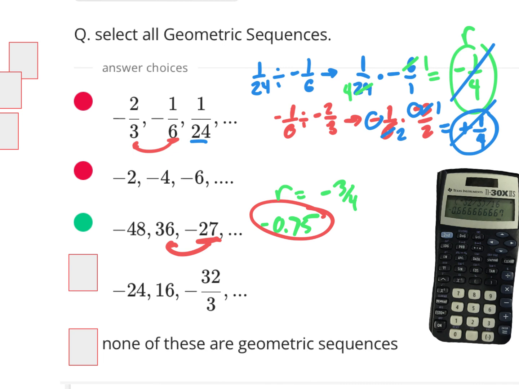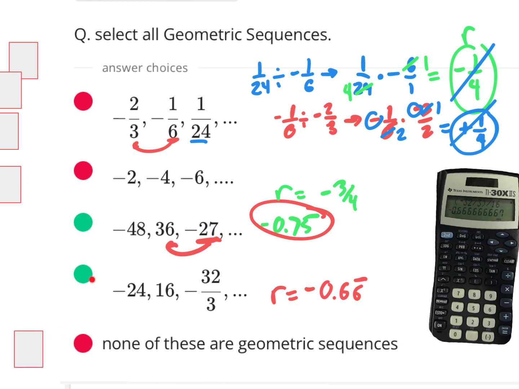16 divided by negative 24 on a calculator is the same exact answer. So the common ratio is negative 0.66, and it continues forever. So that makes this a geometric sequence as well. Okay, so obviously none of these is incorrect. It's these two that work.